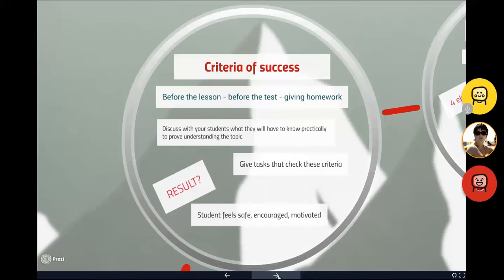And the result would be that your students will feel safe, encouraged, and motivated, because they know that whenever they write a letter that would fulfill these criteria, they may be successful. And when you get all the letters and you take them home, of course, the easiest thing would be to give them the grade, but that would be traditional feedback.